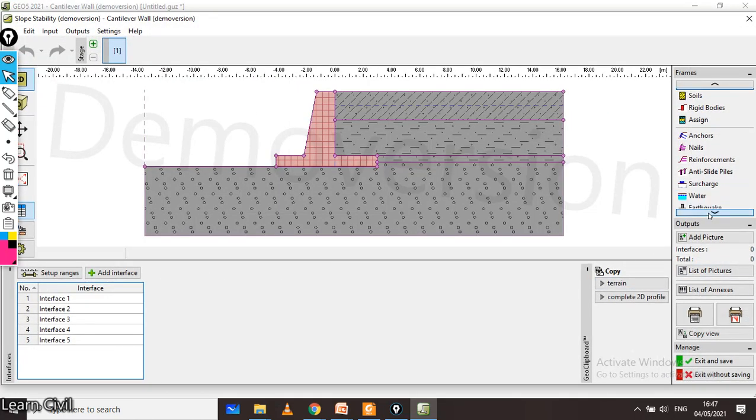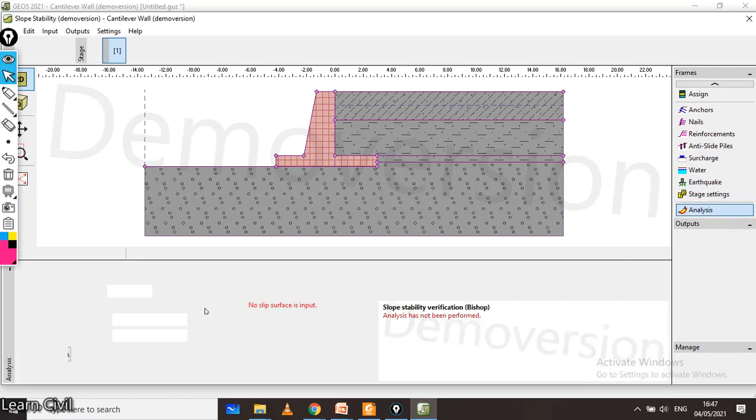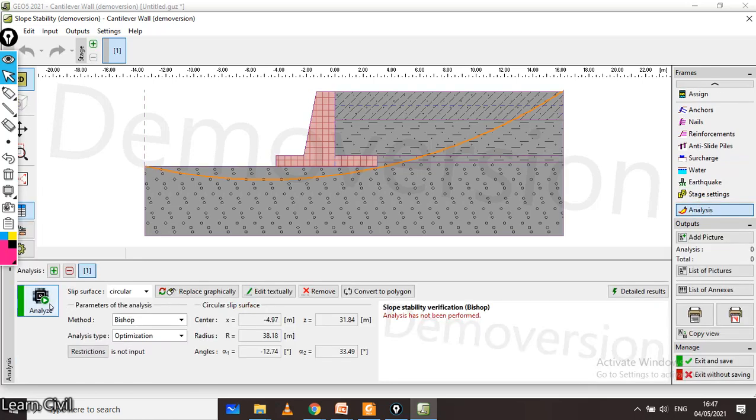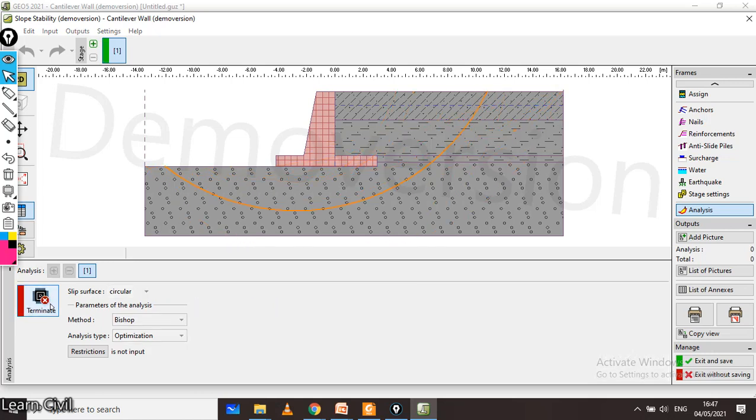Go here to this analysis option. Click here on analyze. Okay, the analysis will run. Let us check whether this satisfies our requirement or not, or whether slope stability is there or not.